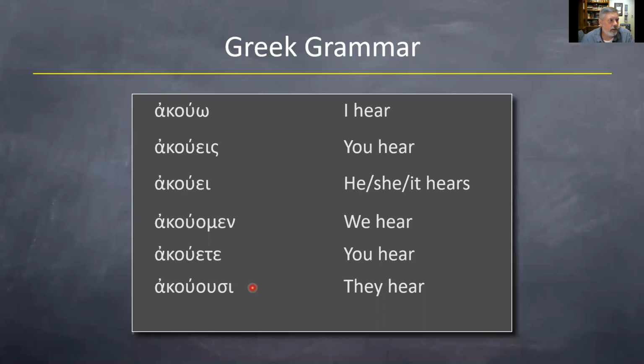For example, we already had aku as our stem word for hear. And you add the omega, it means I hear. So embedded in the verb is the subject, I hear. Aku by itself is hear, but you'll never see that. It's going to include the first person, second person, third person singular, or first person plural, or third person plural. Akueis, you hear. Akuei, he, she, or it hears. Akuomen, we hear. Akuete, you hear. Akuousi, they hear. And so it functions really that basic. I'm going to break down how these come together in a moment.